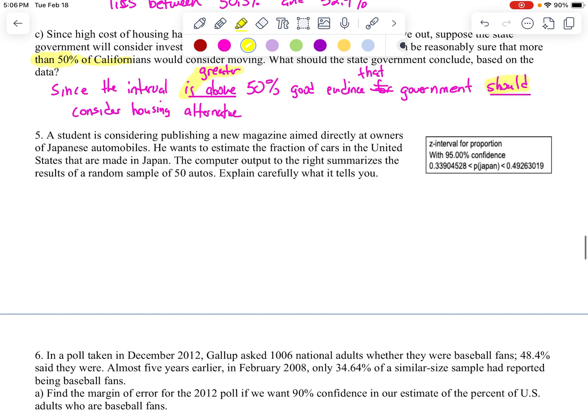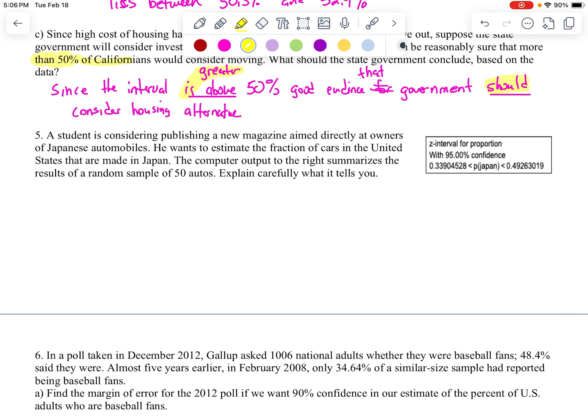I think I've hit my limit on the length of this video. Actually, we'll take care of this page and then I'll stop and go to a different video. A student is considering publishing a new magazine aimed directly at owners of Japanese automobiles. He wants to estimate the fraction of cars in the United States that are made in Japan. The computer output to the right summarizes the results of a random sample of 50 autos. Carefully explain what it tells us.